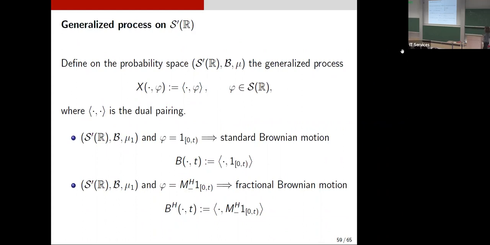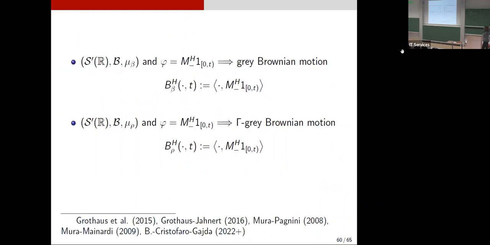If instead we apply this dual pairing again in the white noise space to this functional here, where again we have the Riemann-Liouville fractional derivative or Riemann-Liouville integral, then we are back to the definition of the fractional Brownian motion that I have already shown. In the other cases, we have the so-called gray Brownian motion or gamma gray Brownian motion. Here are some references on all these processes.